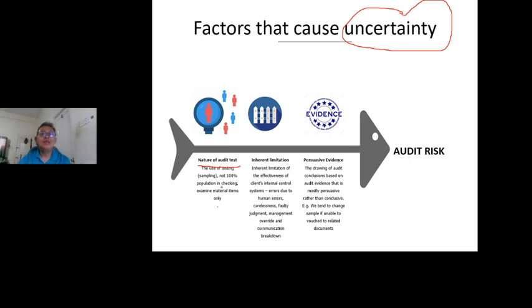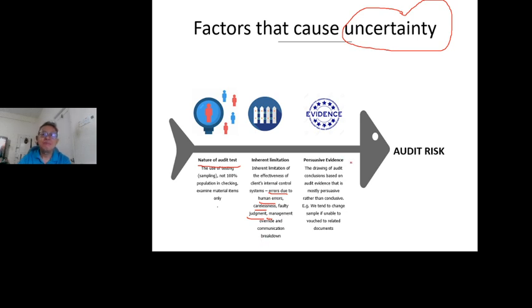Why? Because we are not based on census. We don't actually test the whole transactions. We do sampling, so not 100%. That is why it contributes to uncertainty. Sometimes it's due to inherent limitations, because even a very good internal control has limitations to being implemented effectively. Why? Because of human errors, carelessness, faulty judgment, management overrides, and poor communications.